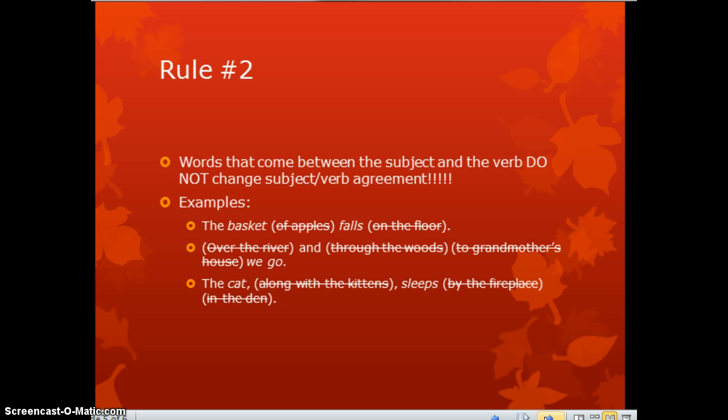And the easiest thing to do when you're reading a sentence to decide, do I have correct subject-verb agreement, is you just find the subject and find the verb of the sentence and see if they match. If you take a look at the second and third examples, over the river and through the woods to grandmother's house we go, and the cat, along with the kittens, sleeps by the fireplace in the den, all the prepositional phrases have been marked out, and all we are left with is the subject and the verb.